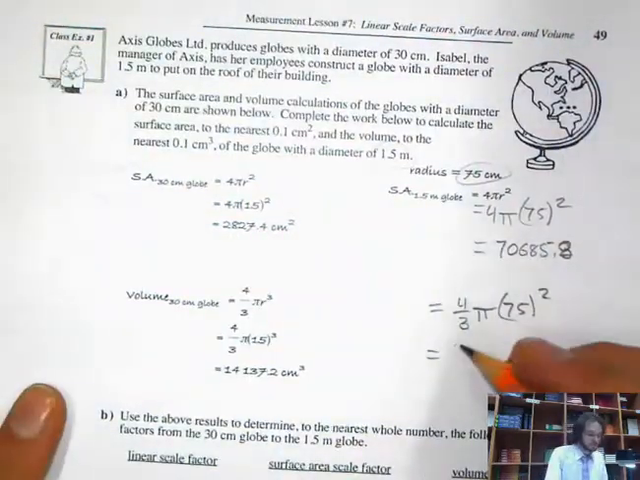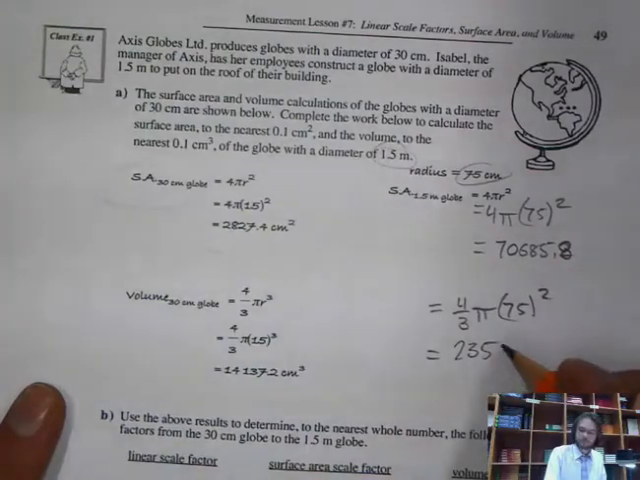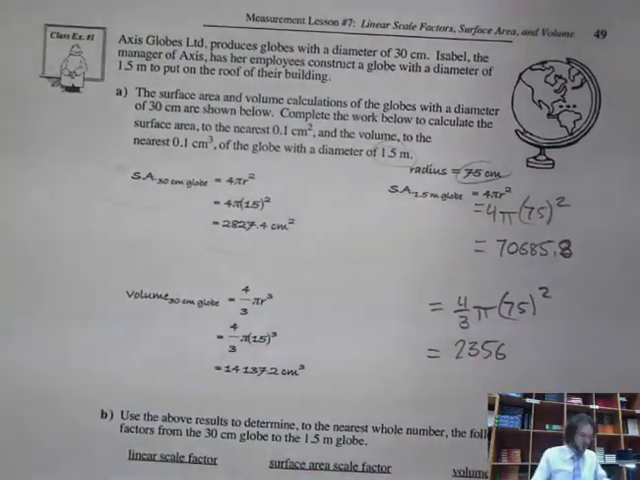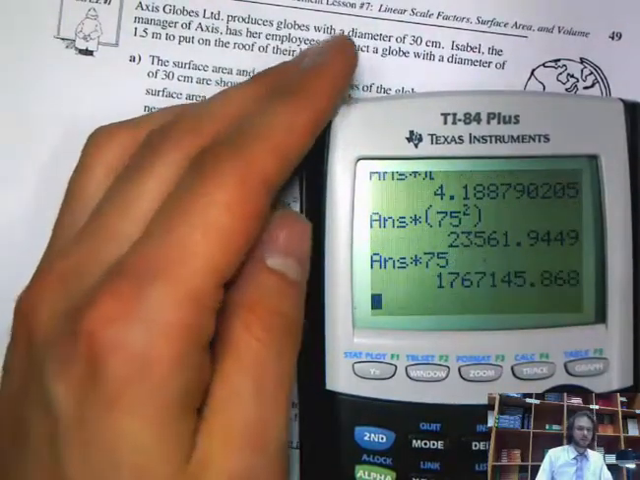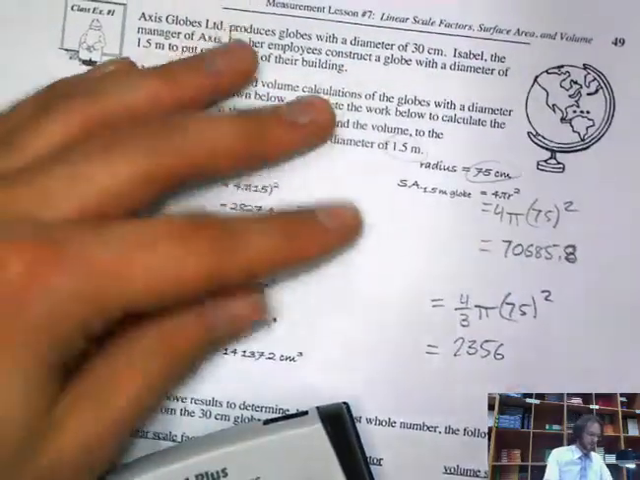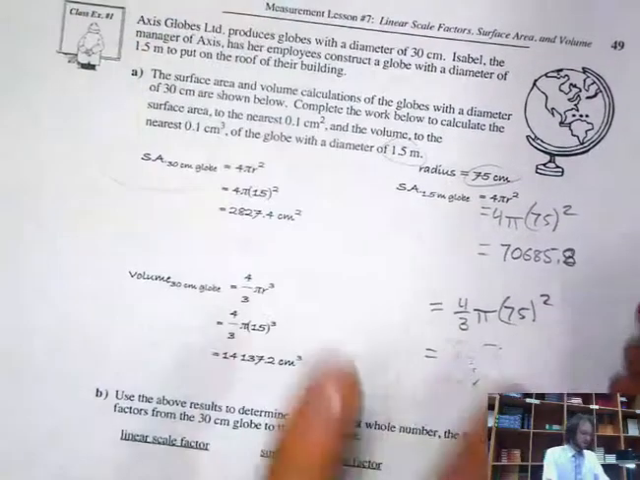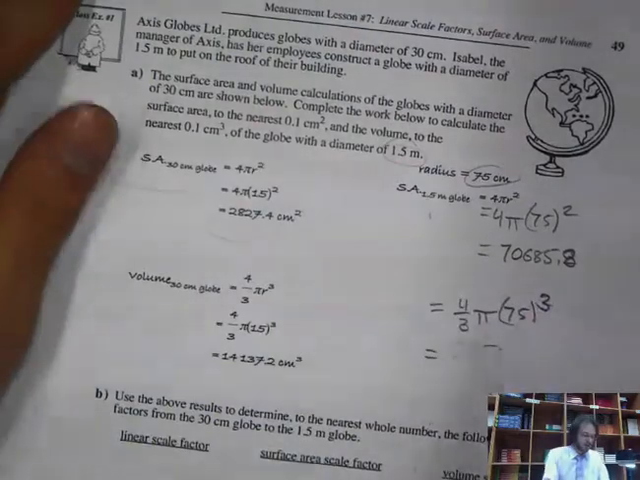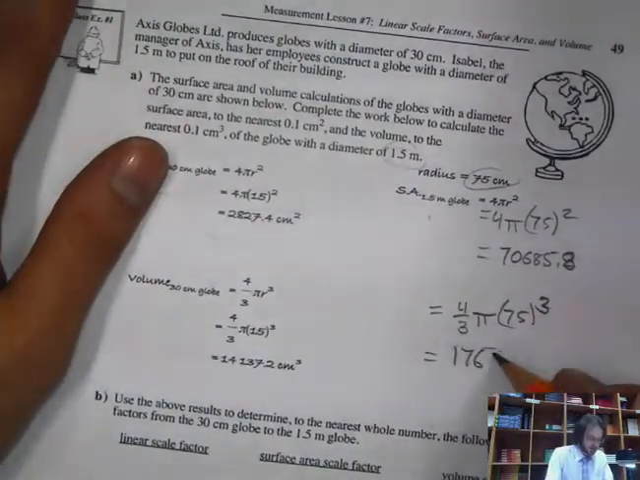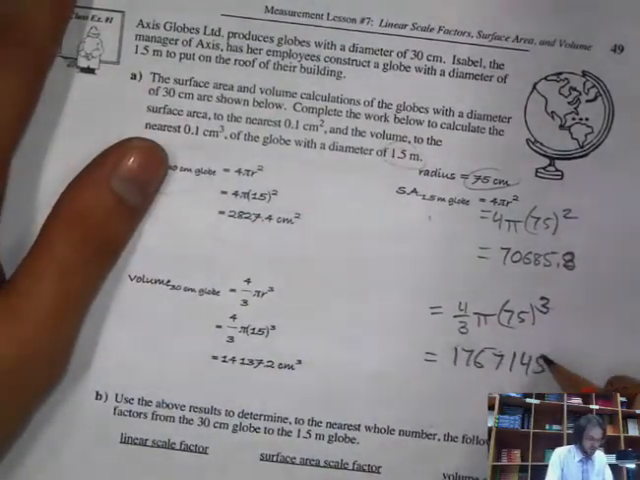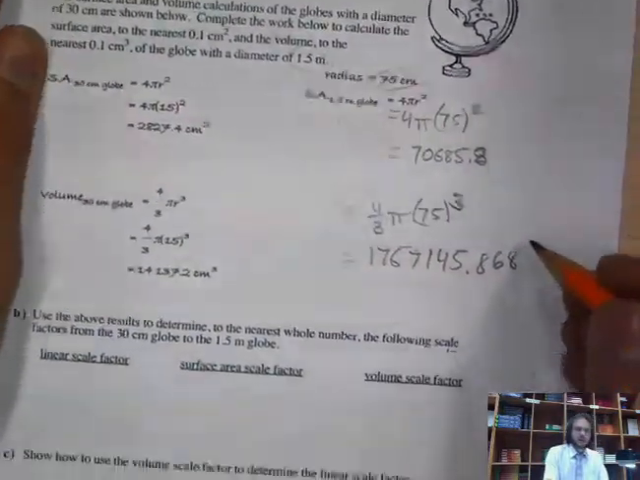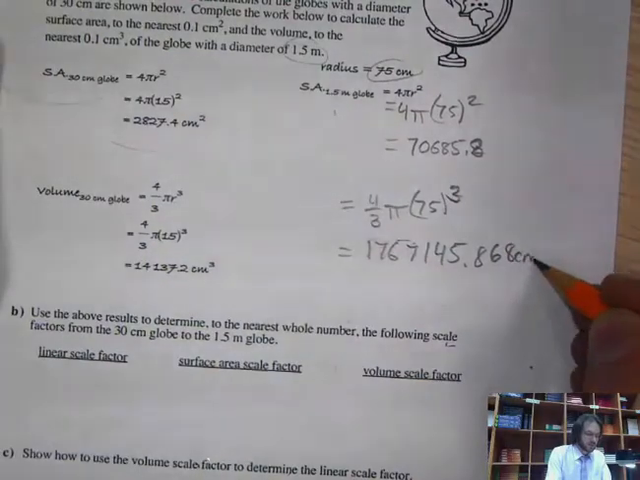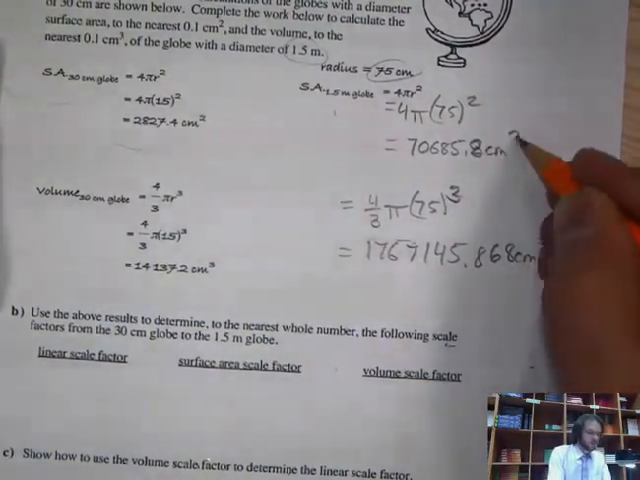23,561. I think. Oh, it's not squared, it's cubed. Sorry. So I'm going to multiply by 75 one more time, which gives me that there. I just looked at my answer when I moved my calculator and thought, wait, I squared it. This should be cubed, because that's cubed. So I get 1767145.868, and that is a total of centimeters cubed. This is centimeters squared.